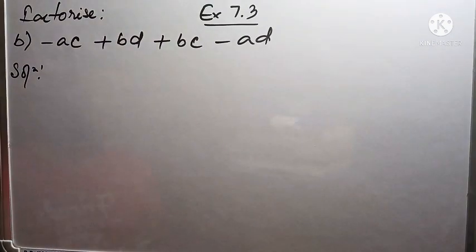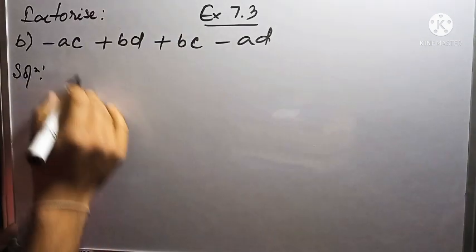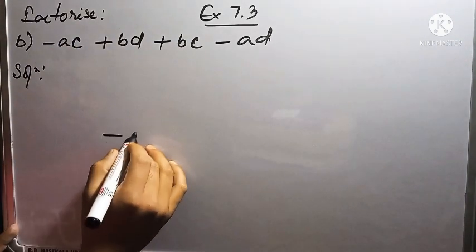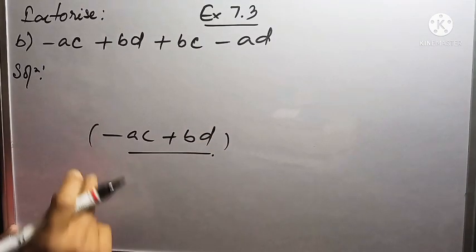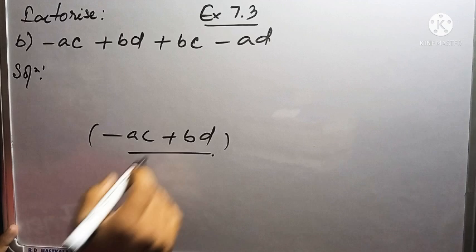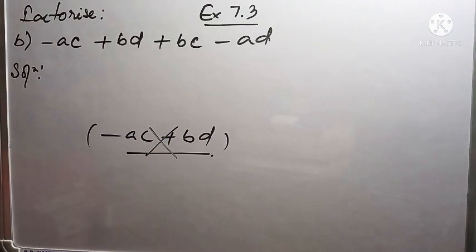Okay, so in the first question, when we made the groups, I made a group of the first 2 terms and another group made by the last 2 terms. But here, if I make the first 2 as a group, minus AC plus BD, can you take anything common here? No. That means I should not do this. So when we make the group, what happened? I should be able to extract some common factors. That is the target.